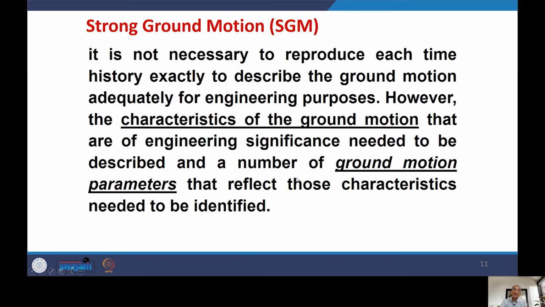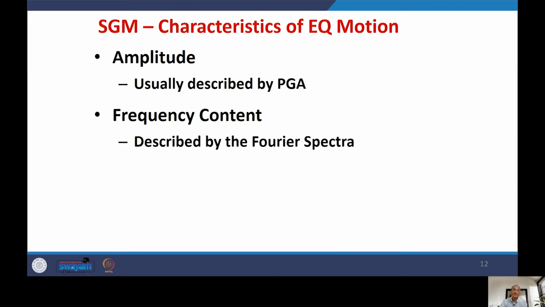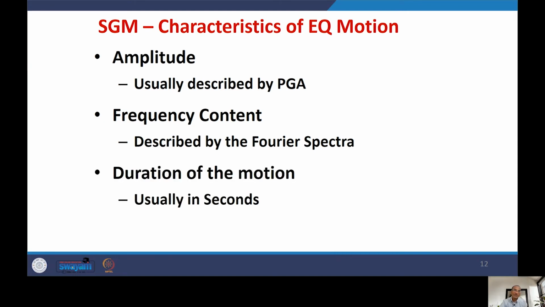What is required? We want to have the parameters which can describe the characteristics of the ground motions, and these are normally represented by three parameters. One is called amplitude, frequency content, and duration of the motion. So the amplitude of strong ground motions is usually described by PGA, or peak ground acceleration.